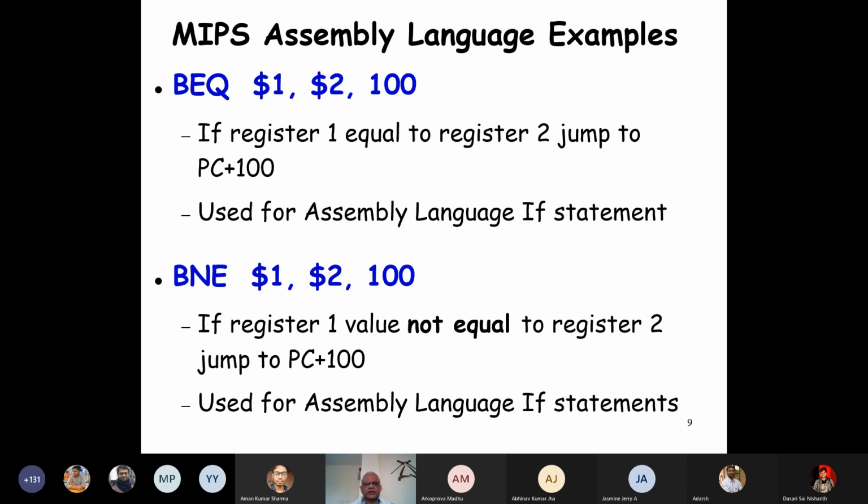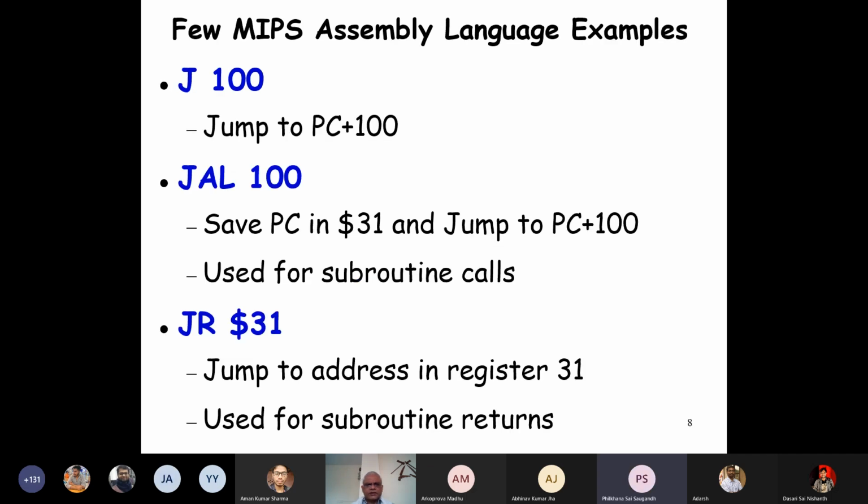There are some conditional instructions. Sir, in the previous slide, using commands like J 100 and JAL 100, it isn't very practical, right, sir? Because how will we know exactly where our subroutine will be stored? Often we don't know where our subroutine will be stored.